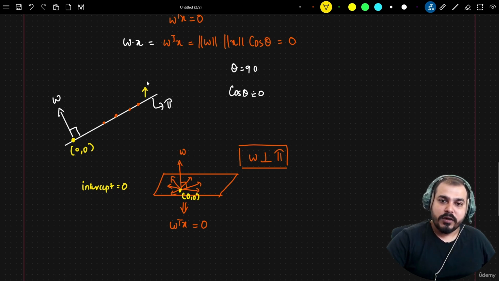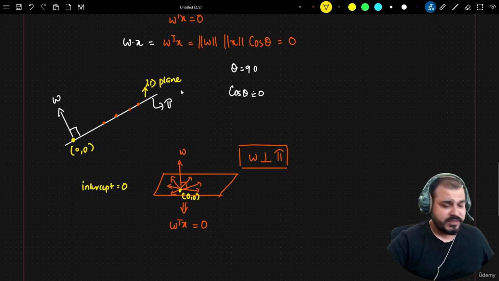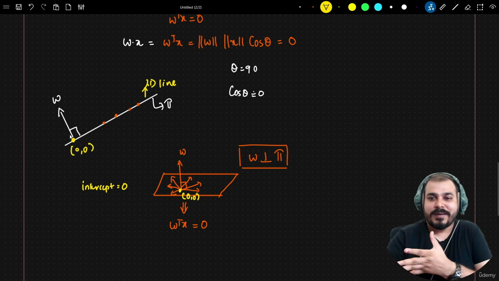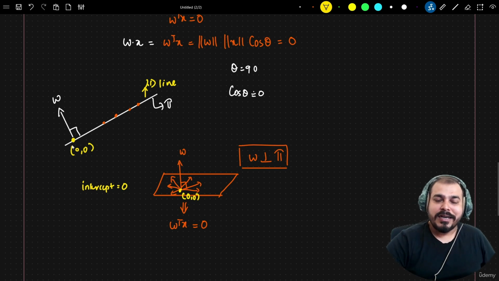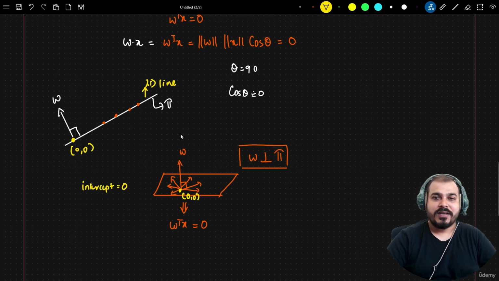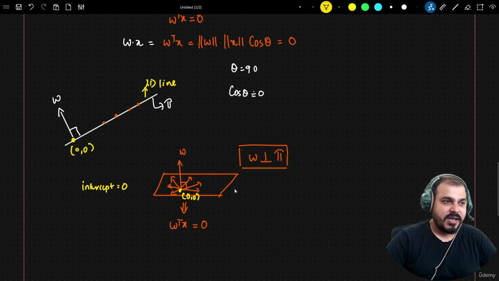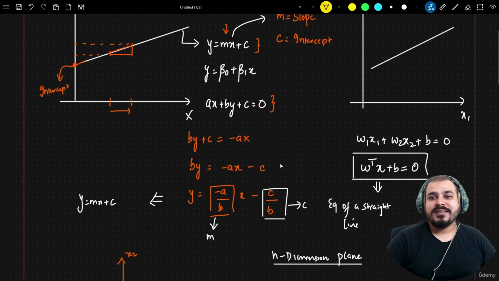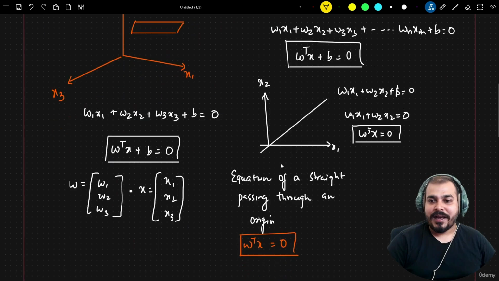Now this is with respect to a 2D line. I'll not say 2D plane, because I'll say plane with respect to 3D. So here definitely the origin it is passing. Let's say this is my 3D plane. Here the origin is 0, 0. The w is always going to be perpendicular to every point that we see with respect to x1, x2, x3, anything as such. So this is how we represent the equation of a line, 3D plane and hyperplane.